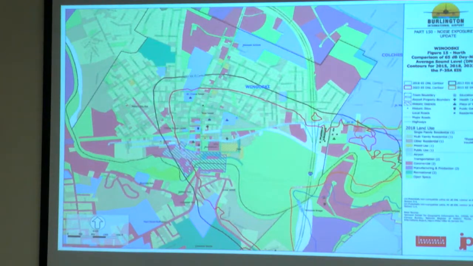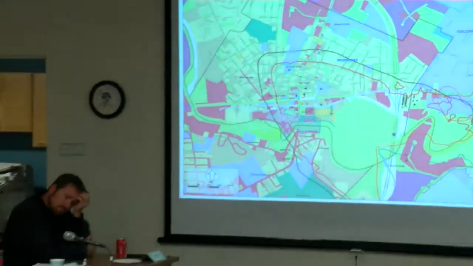I must have missed something, because, to my experience, it's kind of common knowledge that the F-35s are louder than the F-16s. Can you explain why, when you shift from F-16s to F-35s, the envelope of that decibel level shrinks? I don't understand how that could happen. Again, just on the east and west sides.